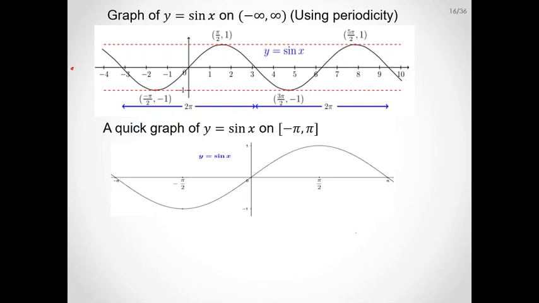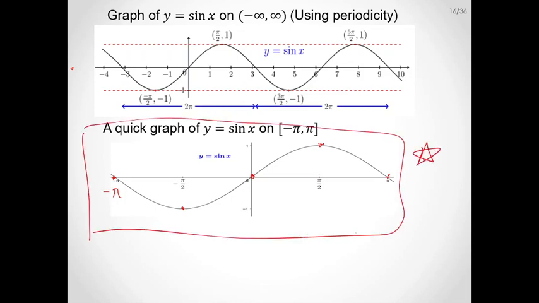Now, you have to have this in your mind: the behavior of sine x between minus pi and pi, around 0. So at minus pi, we have 0. Sine of negative pi is 0, sine of negative pi over 2 is minus 1, sine 0 is 0, sine pi over 2 is 1, and sine pi is 0. So you have to have this graph, a quick graph, in your mind.